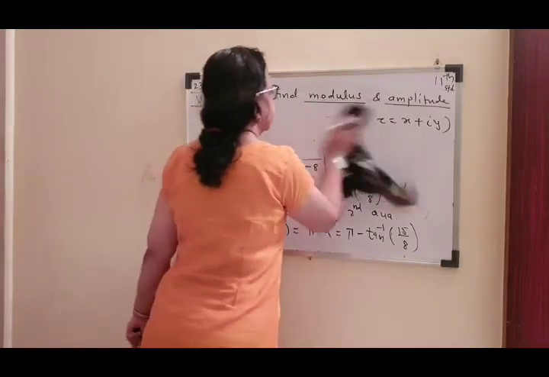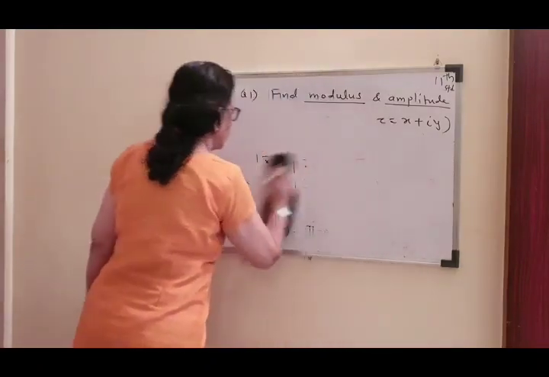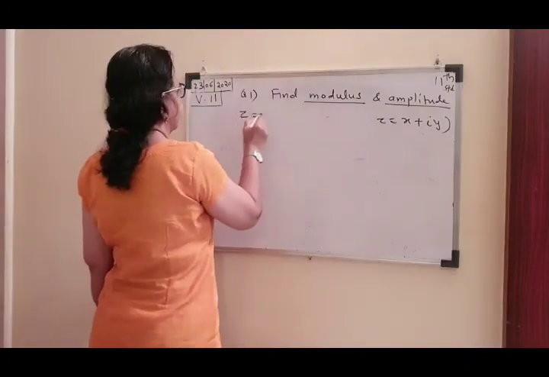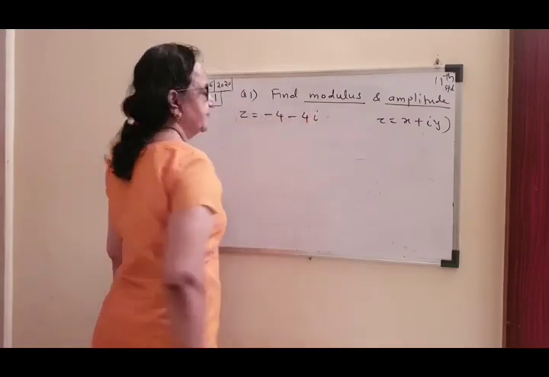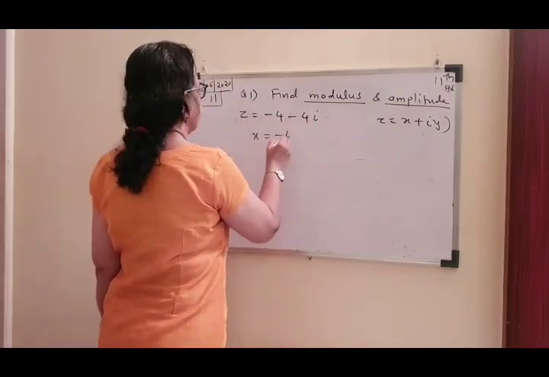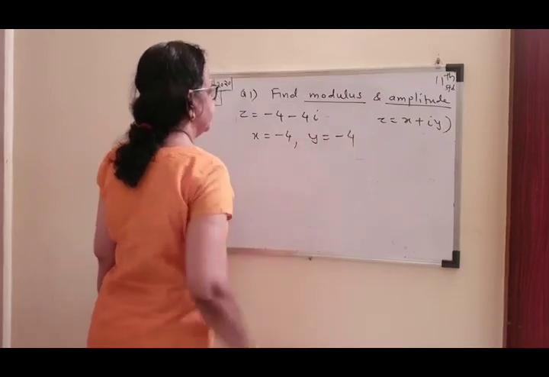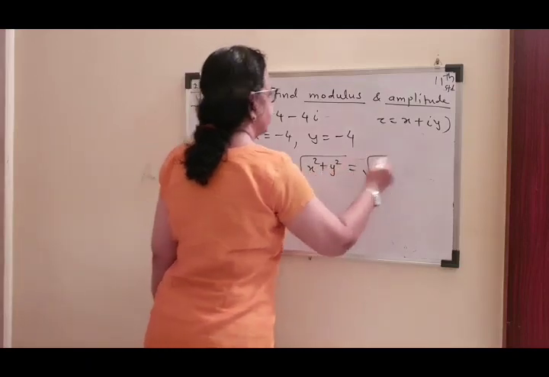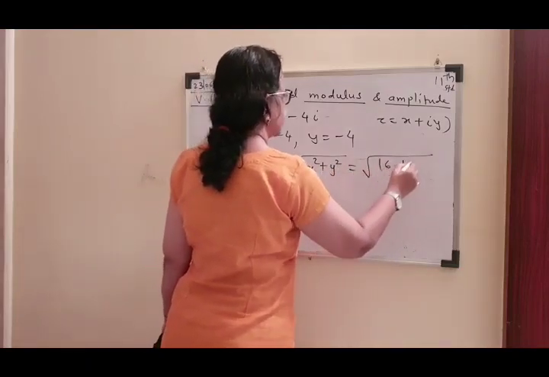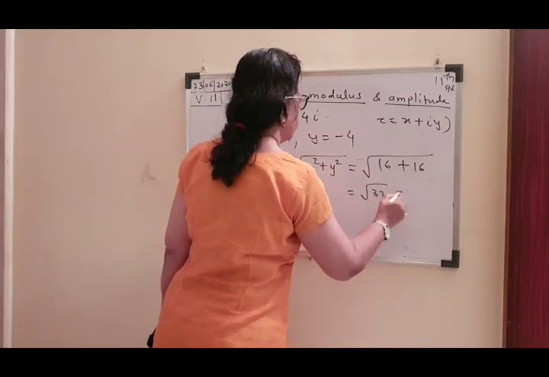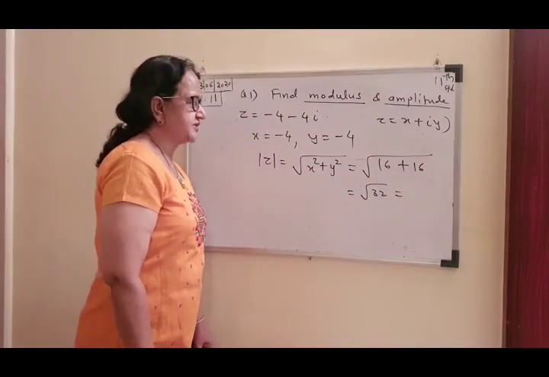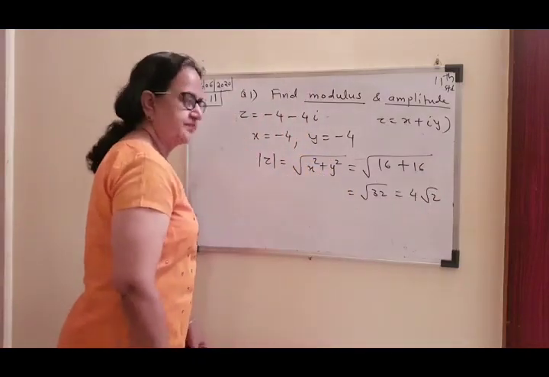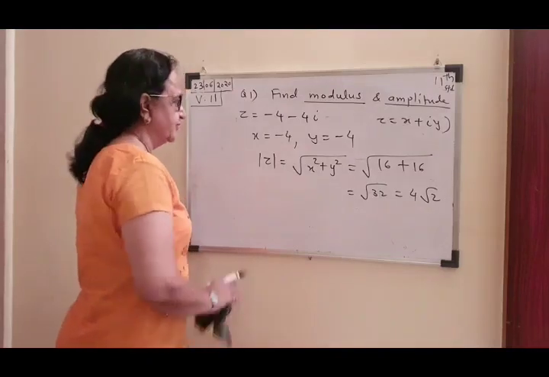Alright, next, the third one. You just go on following those steps, that's all. Z equal to minus 4 minus 4i. Now x value is minus 4, and y value is also minus 4. So what is the modulus, which is easy to find? Under root x square plus y square. Minus 4 square is 16, minus 4 square is 16. So under root 32. Now 32 is 16 twos, so it is 4 root 2. So mod z came out to be 4 root 2.